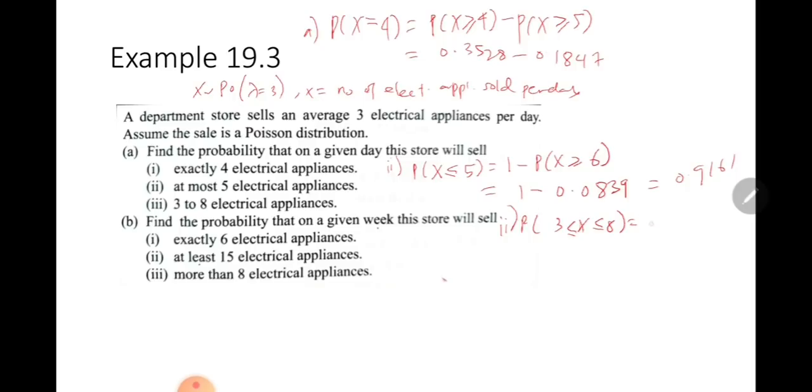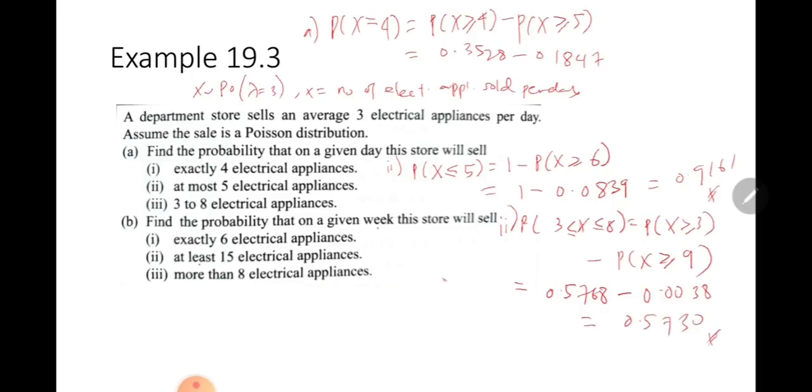Okay, so to use the table, the table gives you r or more, so P(X ≥ 3) minus P(X ≥ 9). Okay, so you will get your answer as 0.5768 minus 0.0038. Okay, so calculate 0.5730. So that's your answer.